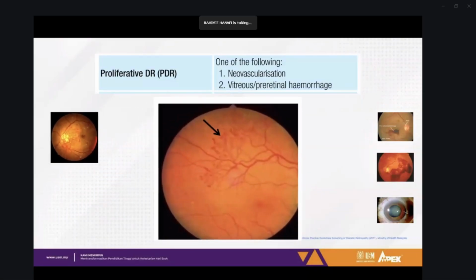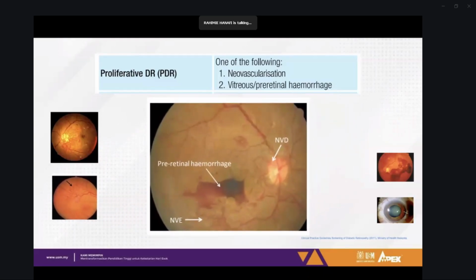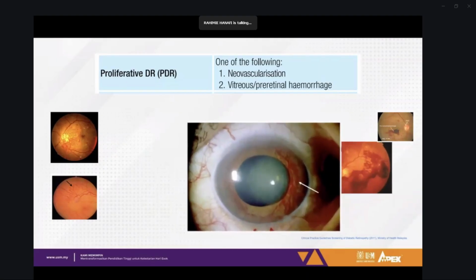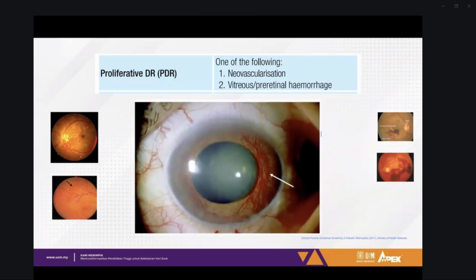This is a new vessel as well. This is preretinal hemorrhage at the temporal region. Also preretinal hemorrhage, and there might be inferior VH because the vessels are less visualized compared to the superior temporal arcade. And this is a complication of PDR, which is the presence of new vessels in the iris. The patient may present to you with sudden onset of eye pain, and the patient might also have hyphema.